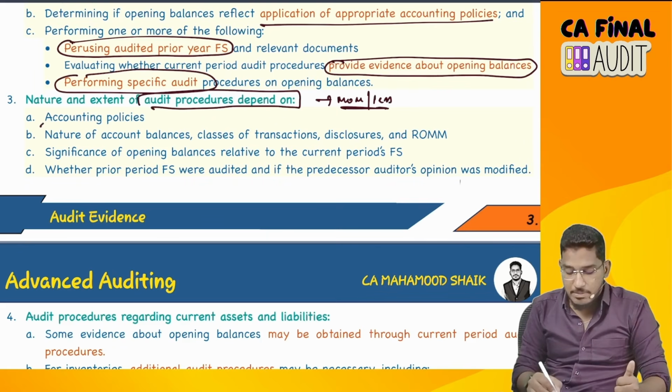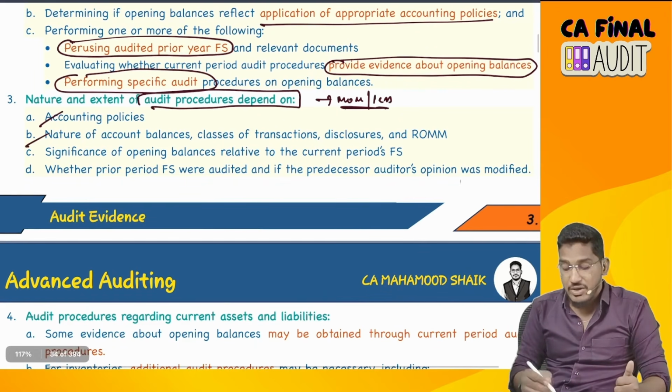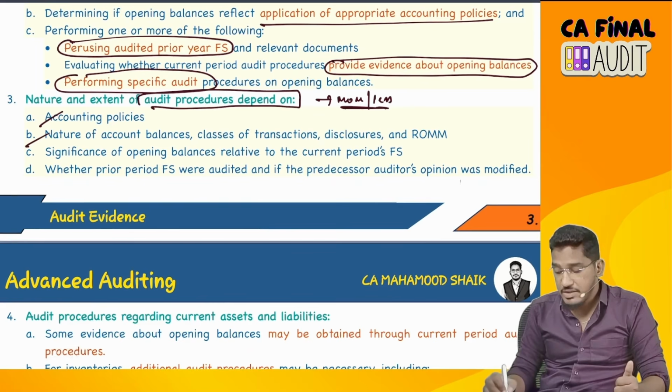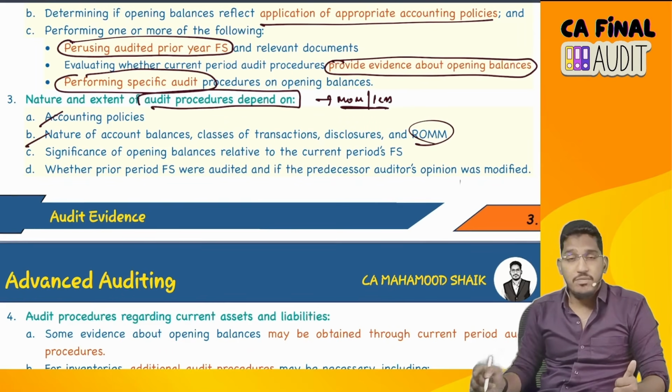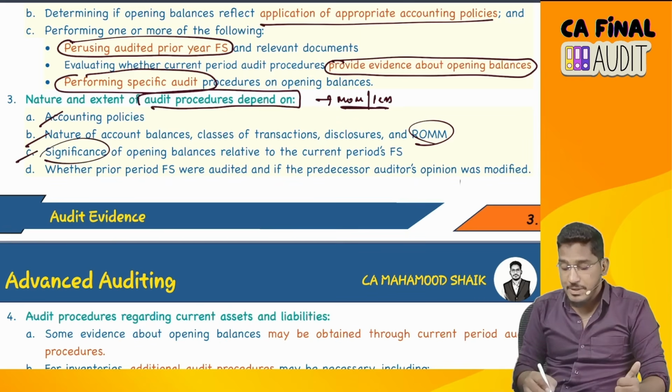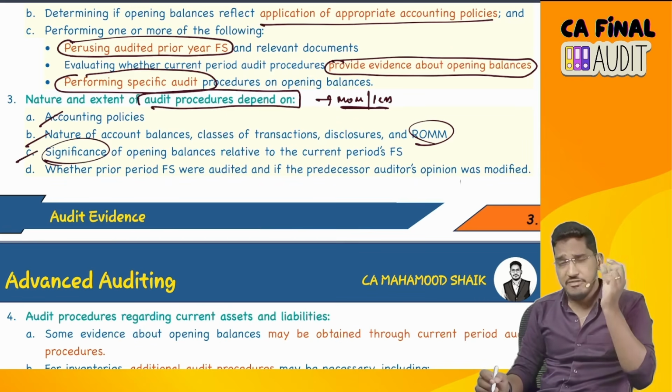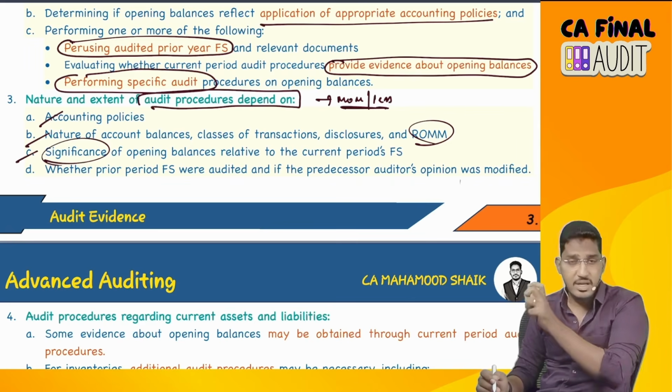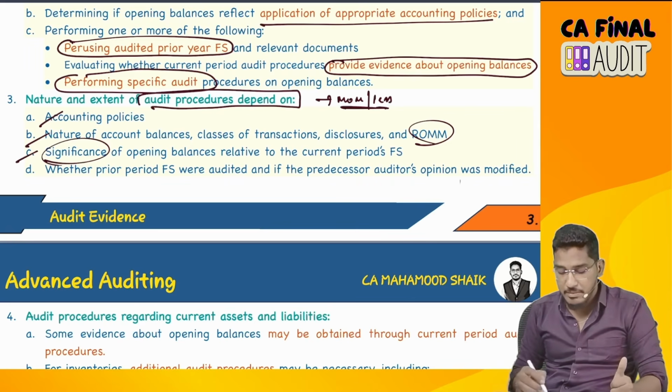Like which factors? It depends on accounting policies, it depends on the nature of the transactions and items of the financial statements. It also depends on the risk of material misstatement. Higher the risk, more will be the audit procedures. It also depends on significance. If opening balances are very huge numbers, then also we spend a lot of time on opening balances.